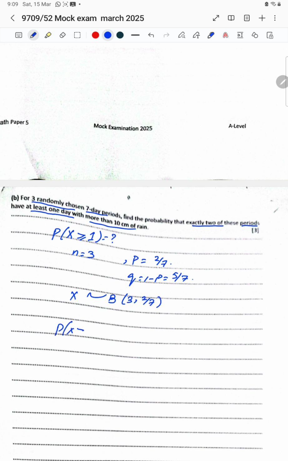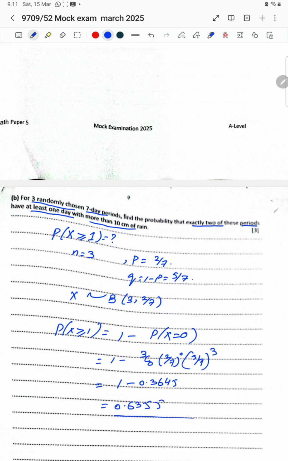So the probability of X greater than or equal to 1 means 1 minus the probability of X equal to 0. It will be this: 1 minus, n is 3, 3C0, P power 0 and Q power 3. We will calculate it to get the answer. With the calculator we get 1 minus 0.3645, which is 0.6355. That seems to be the answer of this question number 4. Now let's go for the next question.